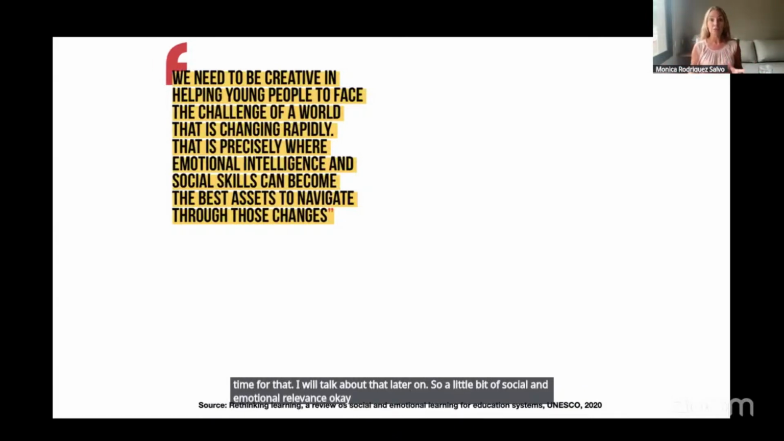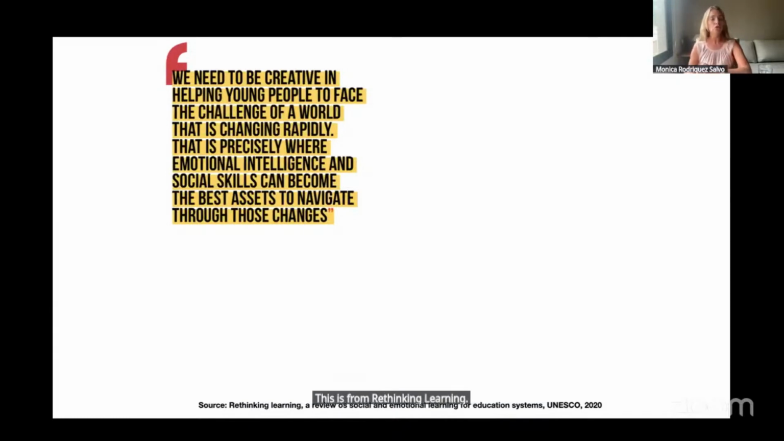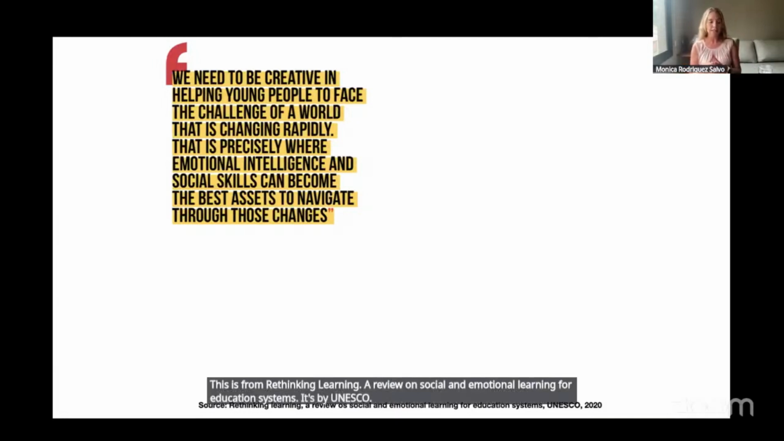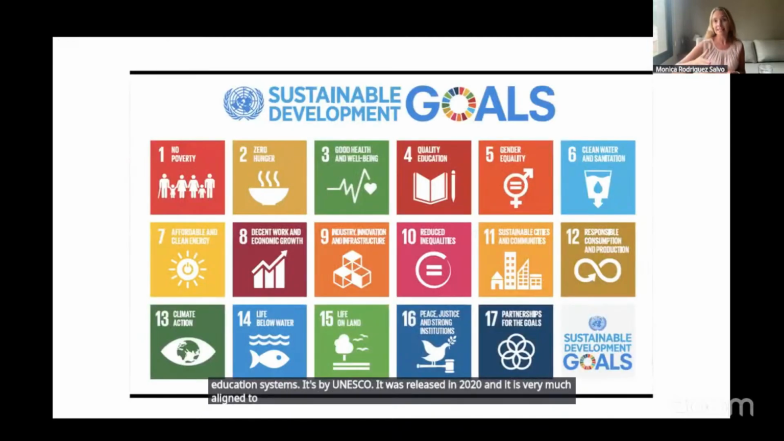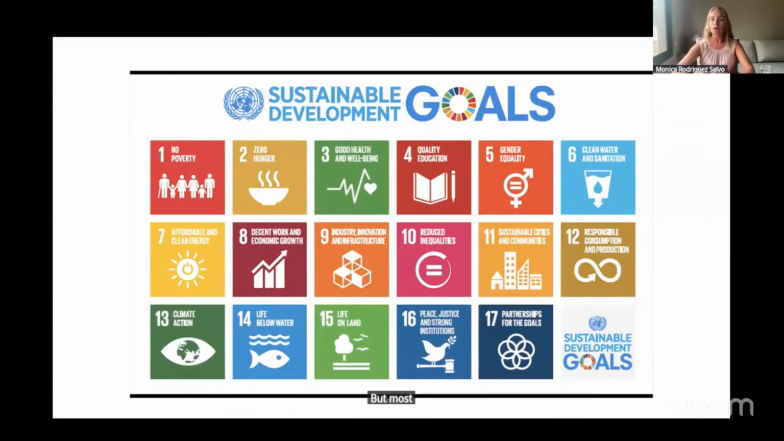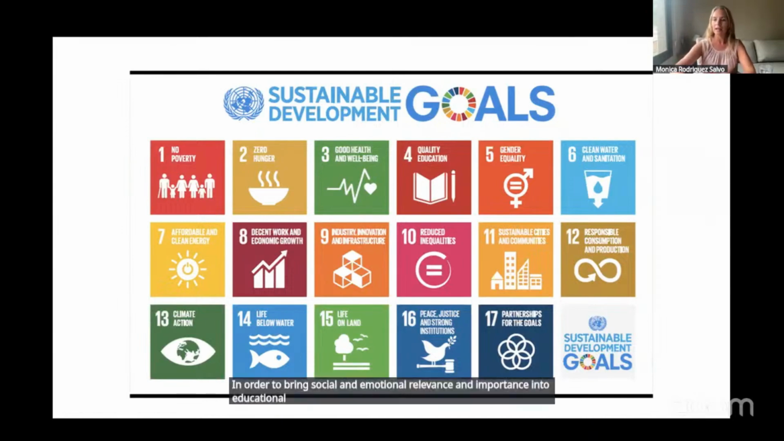This is one of the great resources I want to share with you today. This is from Rethinking Learning, a review on social and emotional learning for education systems. It's by UNESCO. It was released in 2020, and it is very much aligned to what we know as the Sustainable Development Goals, right? We know that what we teachers do impacts many of these goals, but most specifically, goal number 4, quality education.